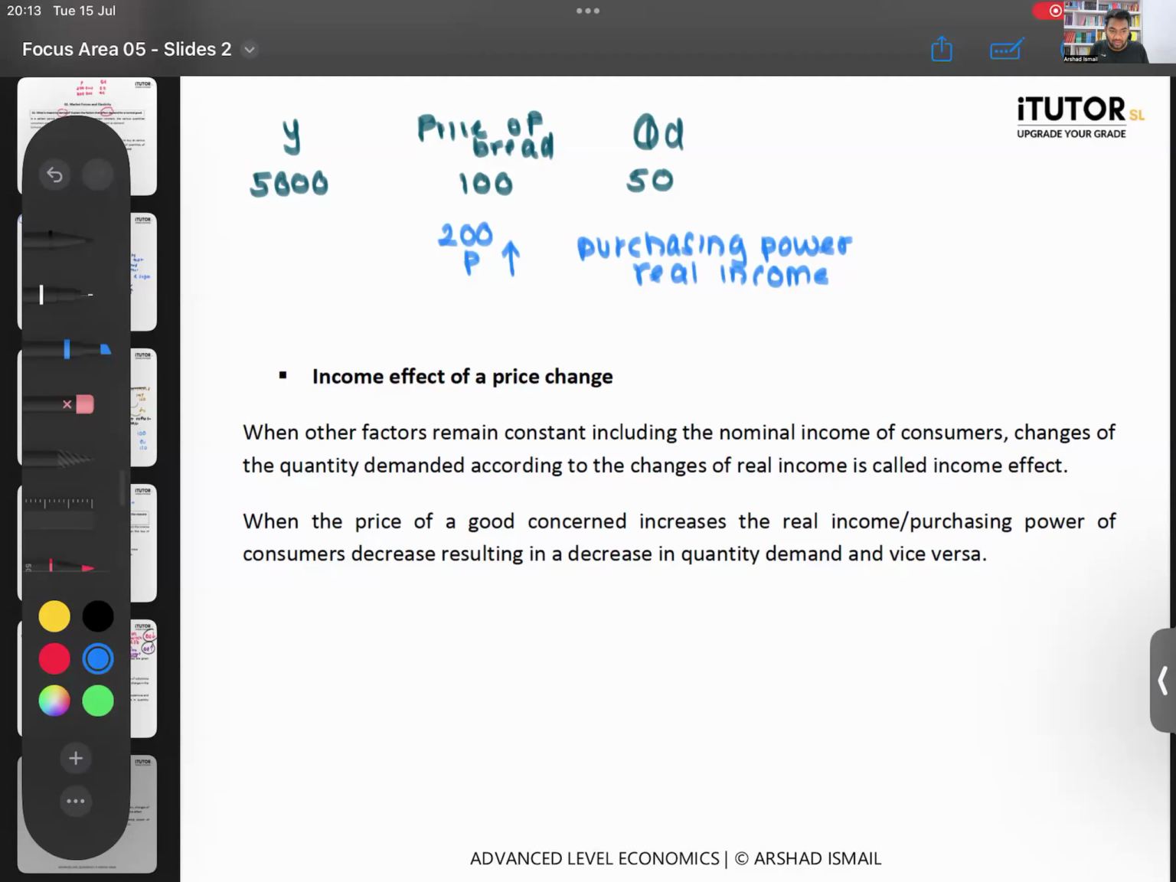Inferior goods, no, you can't define it as goods consumed by low income earners. How you define it is a good that has a negative relationship between income and demand.